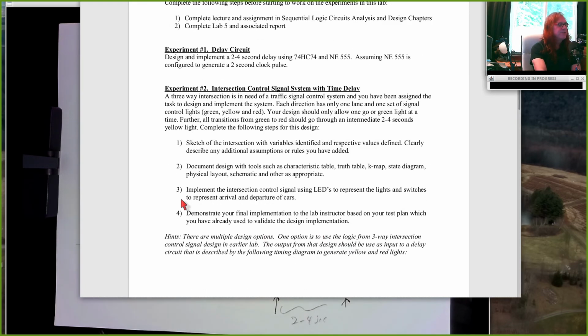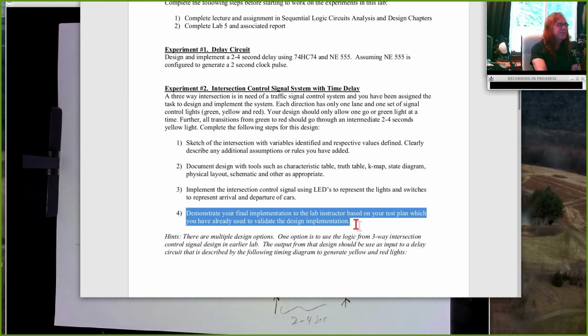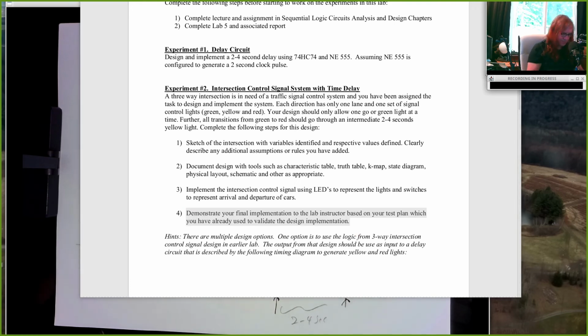And for this one, you need to demonstrate the final behavior to me. So we can do this during lab hours. If lab hours absolutely do not work for you, come to office hours, right? And this is a hard thing to take screenshots of to show that it works. So demonstrate the final circuit to your instructor. That's me.